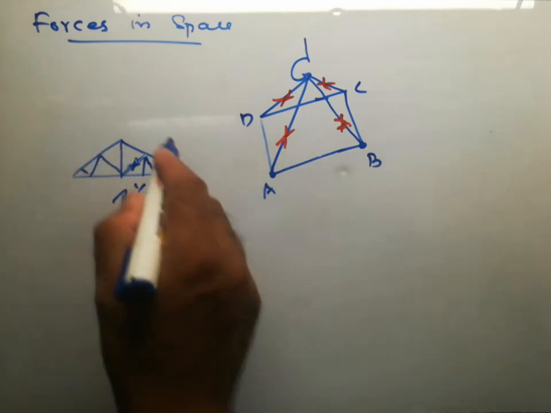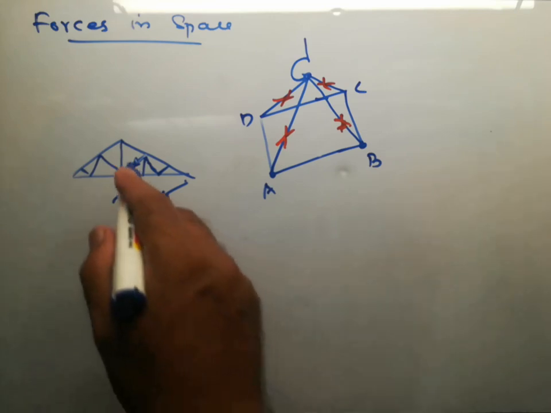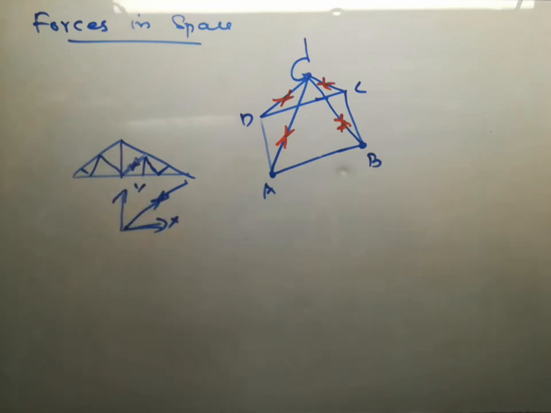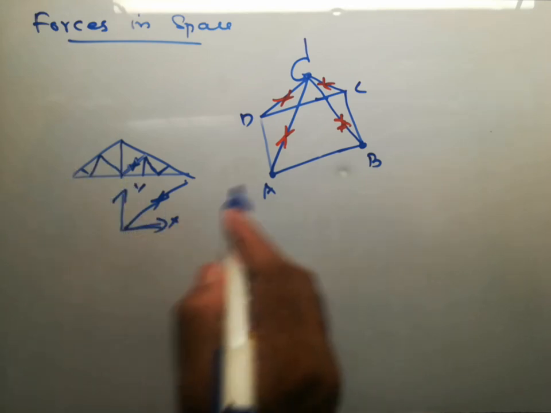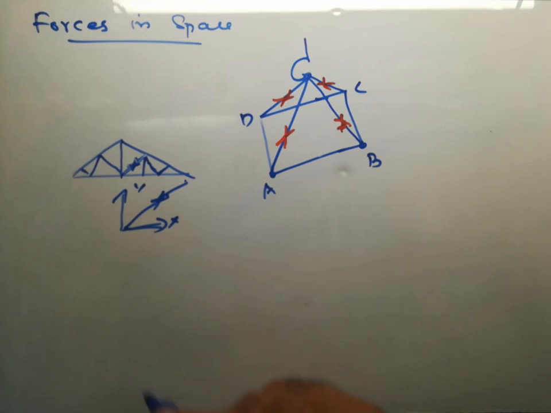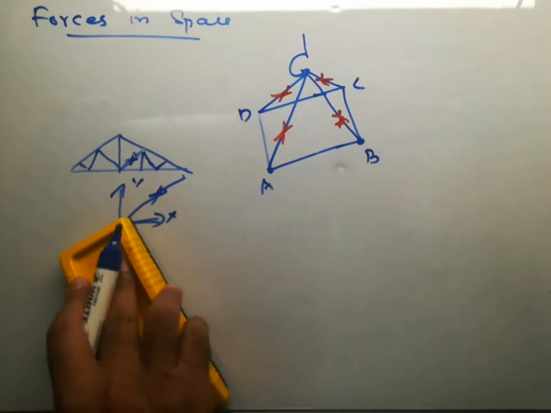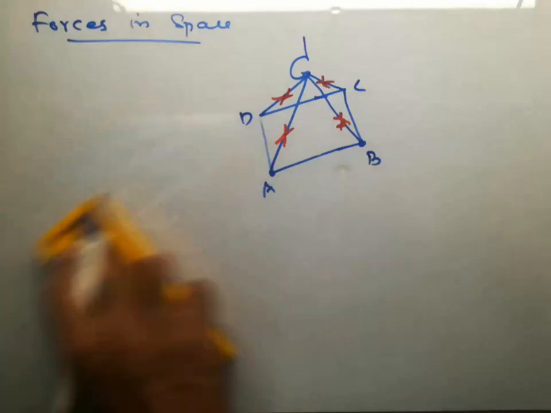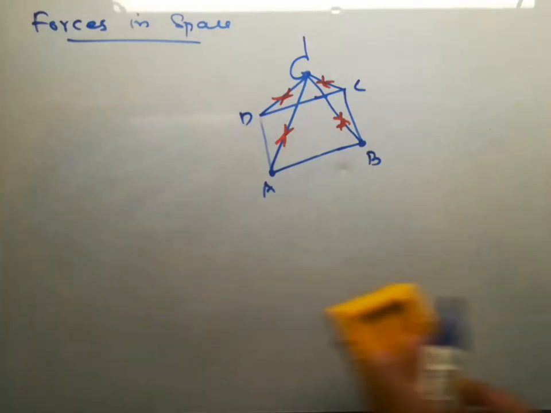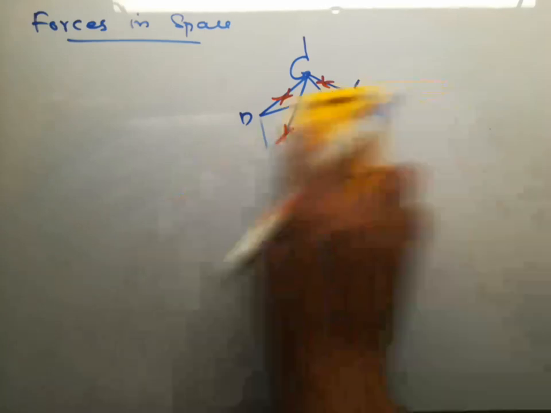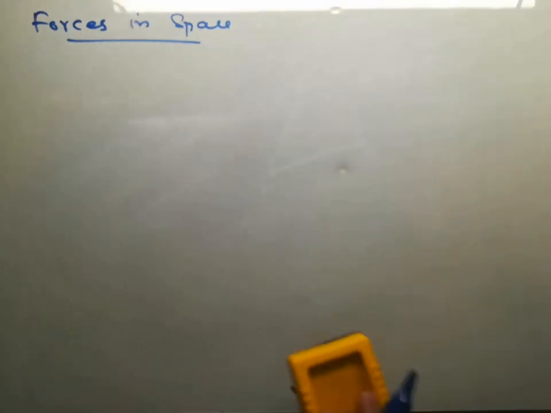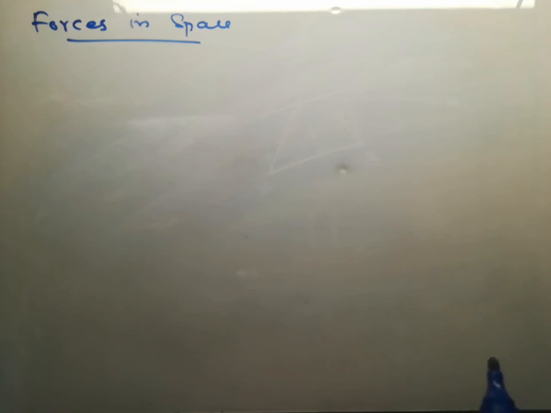But there can be space truss also. That is, the elements will be placed at some angle with the x-axis, y-axis, and z-axis. So in that case also, the force coming on the member will be in 3 dimension. So in other words, we can say the forces are in space. That is, we need to consider three components of the forces and three angles with respect to the axes x, y, and z.